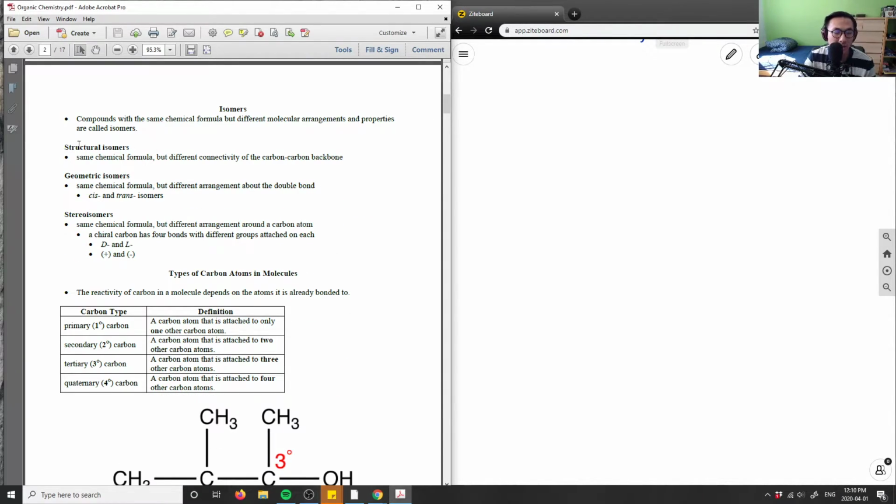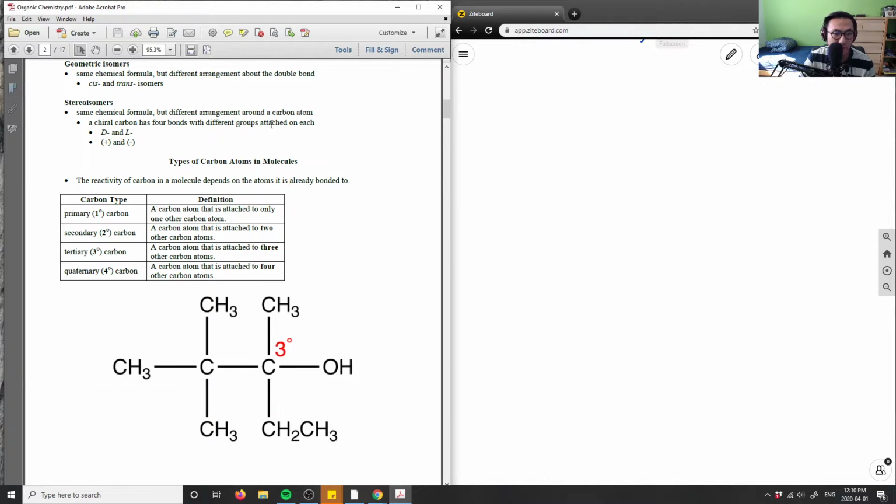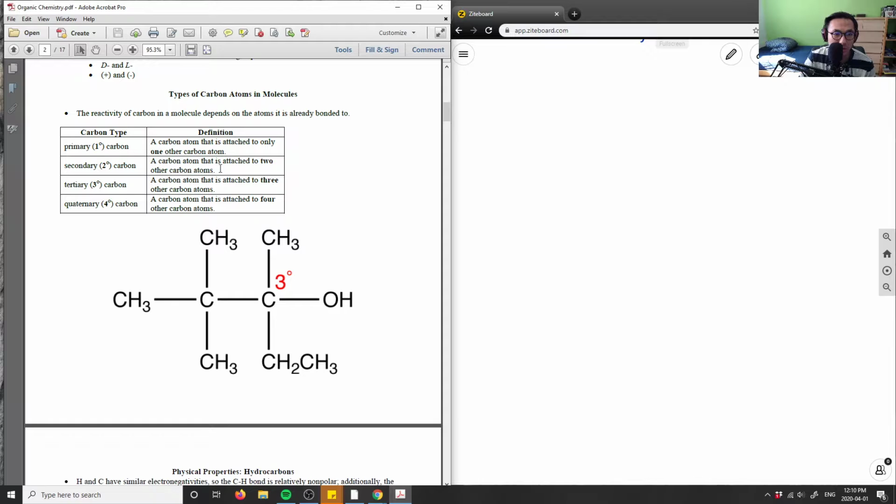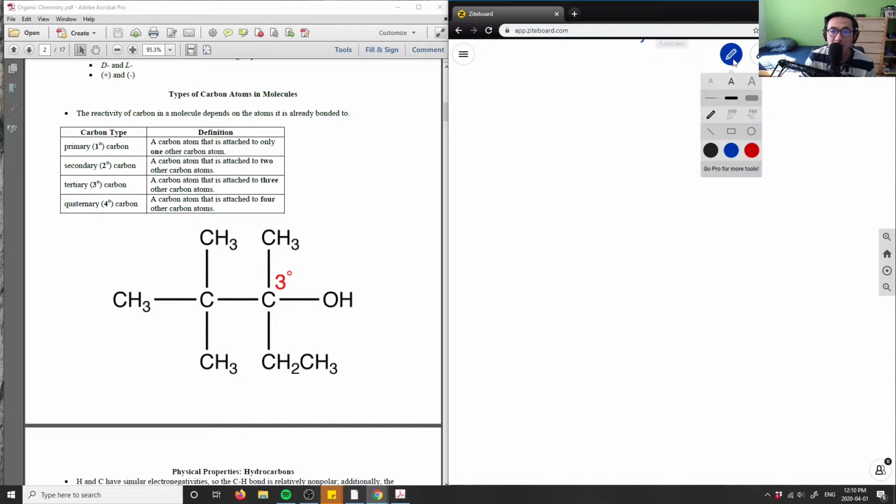So structural isomers, geometric isomers, and stereoisomers. That's what we did last week. And today we're going to move on to types of carbon atoms and molecules. So we're talking about primary, secondary, tertiary, and quaternary carbons. And this is actually a very, very easy concept.